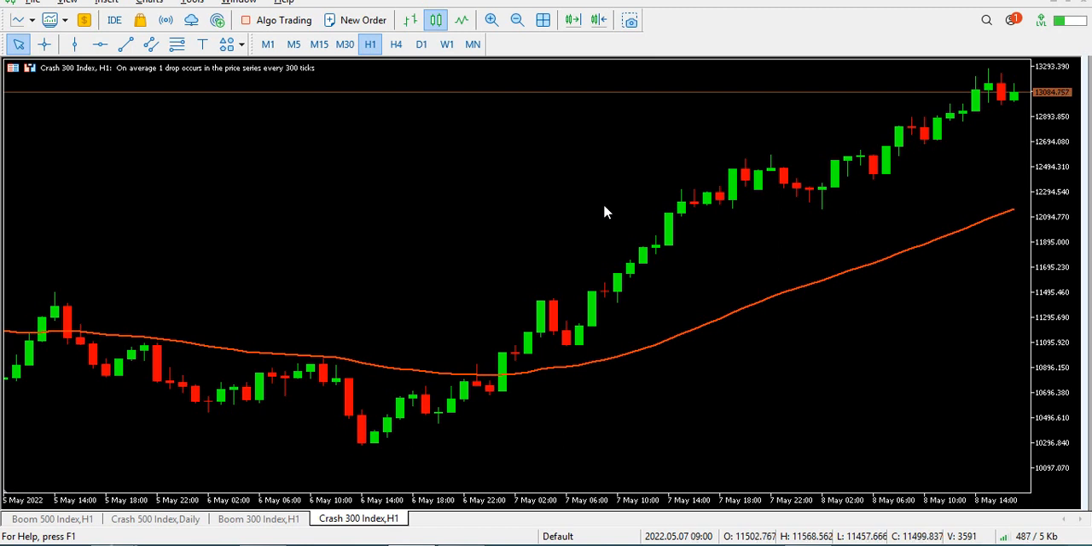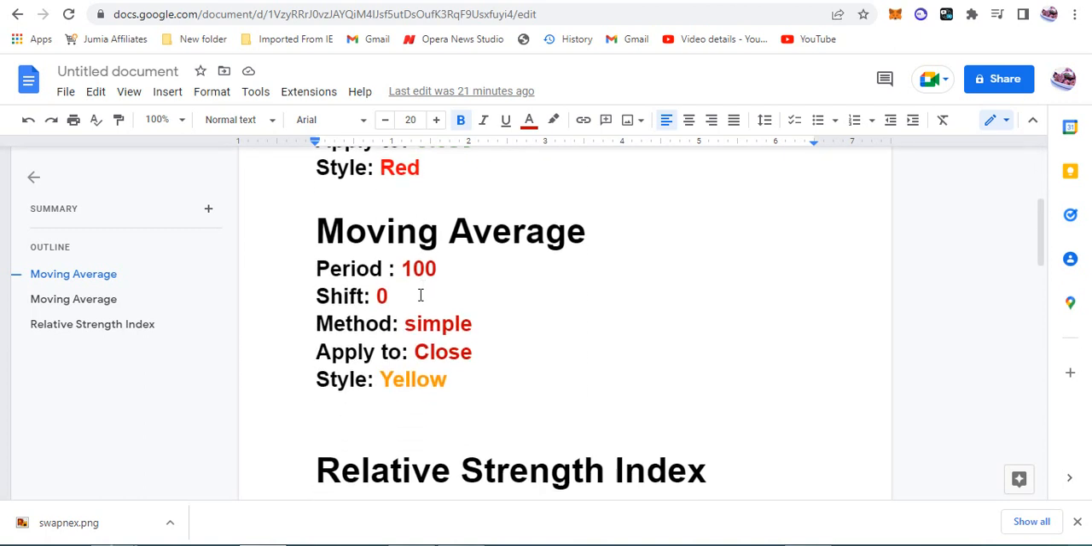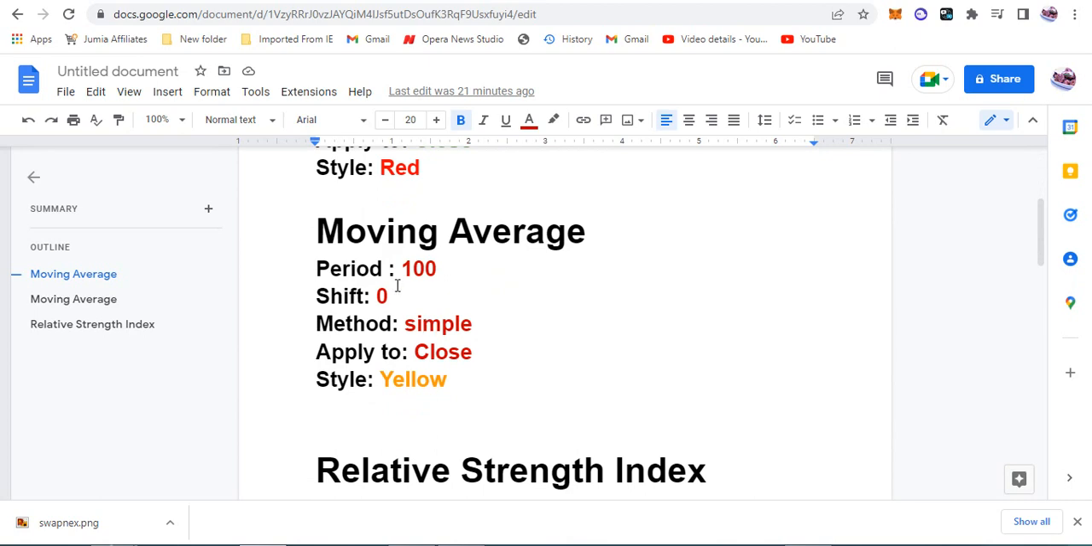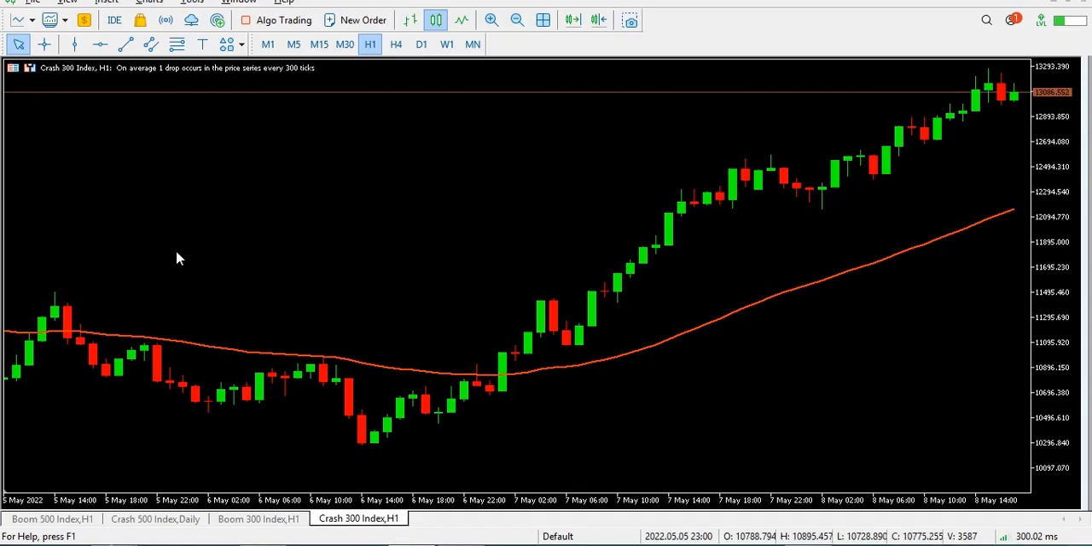Now we need to add another moving average to it. This one is going to be 100 this time around, but it is a simple moving average. The method is simple, and the first one is exponential. Take note of that. It's 100, then the color is yellow. That's how I have it set up on my mobile phone for my trading.